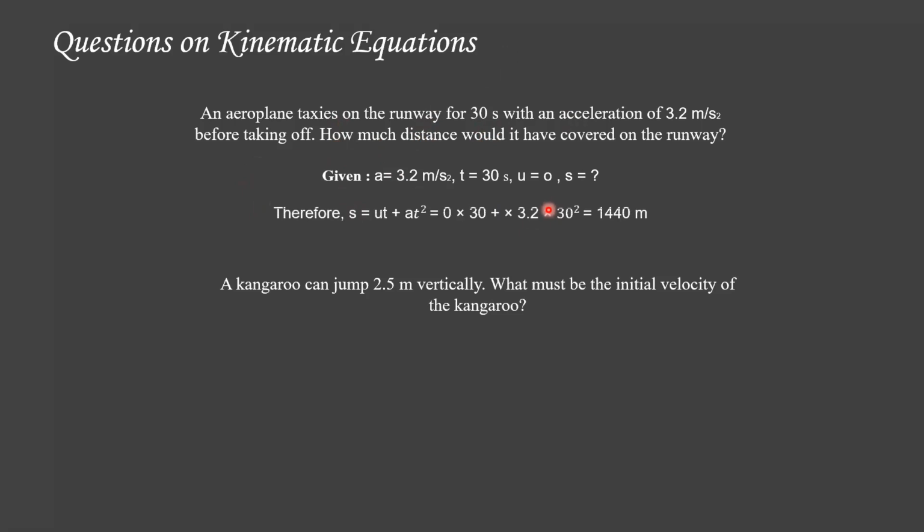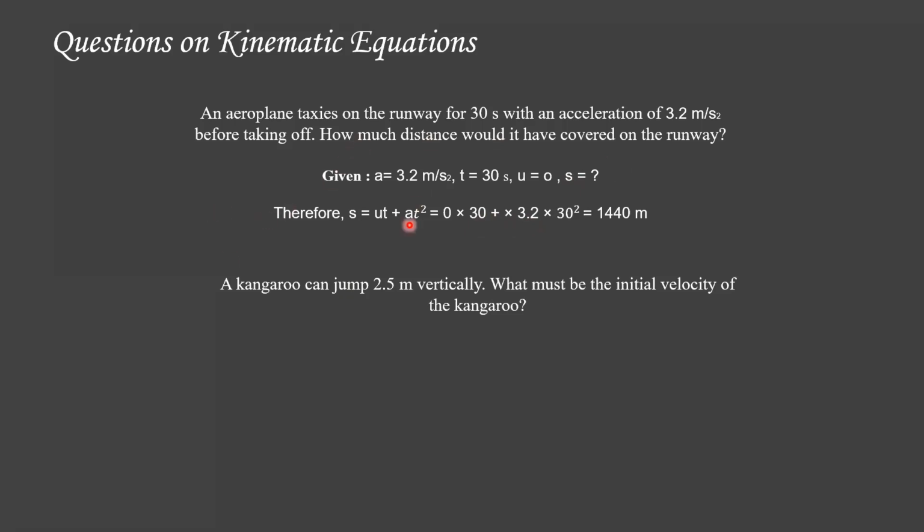So you have to just put the values in the formula. So S is equal to ut plus 1 half at t square. So 0 into 2. All right. So tell me if this answer is correct or not. And then 96 meters.